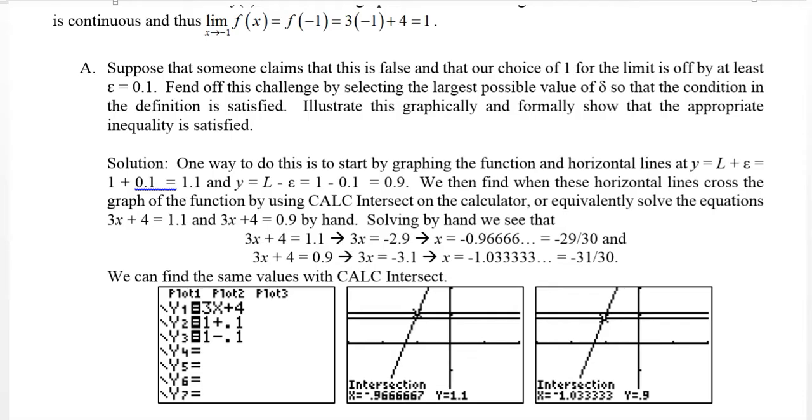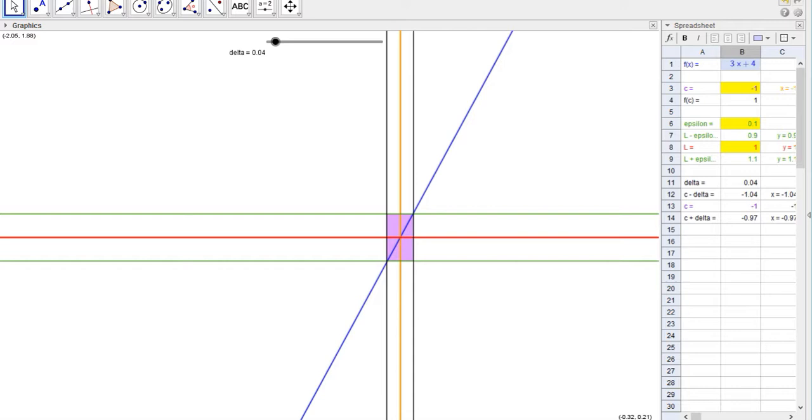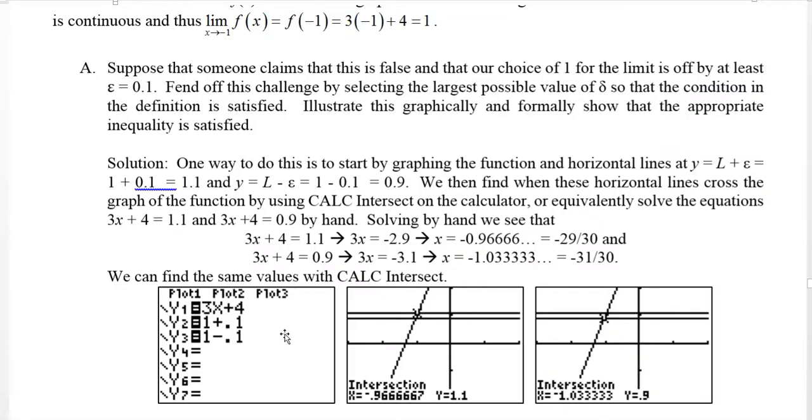Now, one way we can do that is with a graphing calculator. We could just graph our function, 3x plus 4, and then our upper and lower lines, which are L plus epsilon and L minus epsilon: 1 plus 0.1, or I can just type in 1.1, and L minus epsilon, 1 minus 0.1, or I could just type in 0.9. Y2 and Y3 will graph the two horizontal lines, like the two green lines over here on this picture. And then, of course, the 3x plus 4 is going to graph the function.